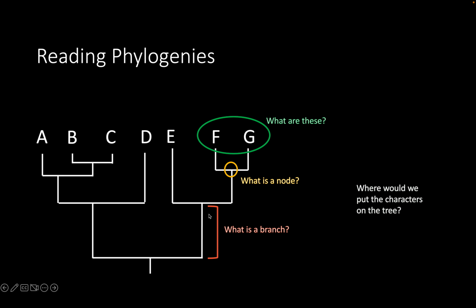And then here is branching. This is the branch, sorry, and this is where you would put the characters. So you would map characters that these things were evolving, but they weren't speciating, they hadn't split yet. So that's what a branch is.